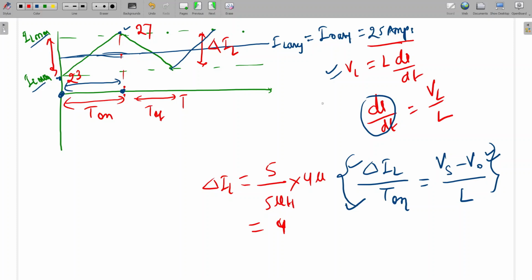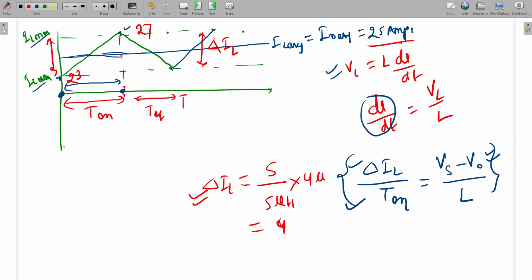So how are we deciding whether this is continuous or discontinuous? We calculate this delta IL, and this average current. This average current is compared with half of delta IL. If it is more than half of this, we can say that it is continuous conduction. If it is just equal to half, then it is the boundary of continuous and discontinuous. Is it clear?